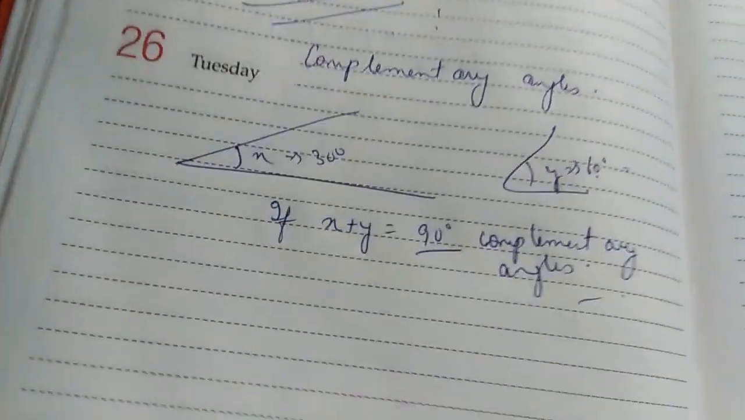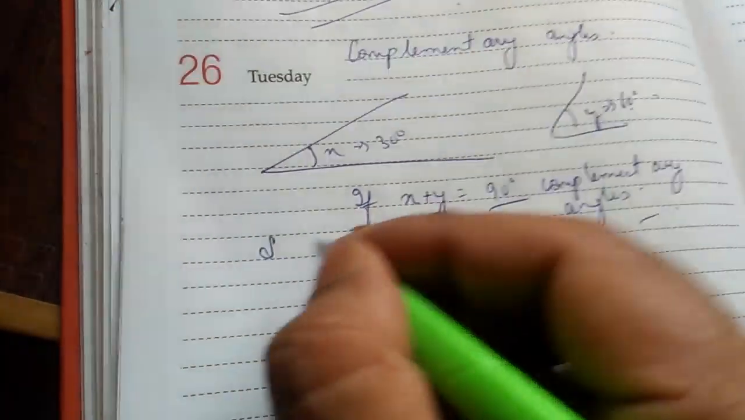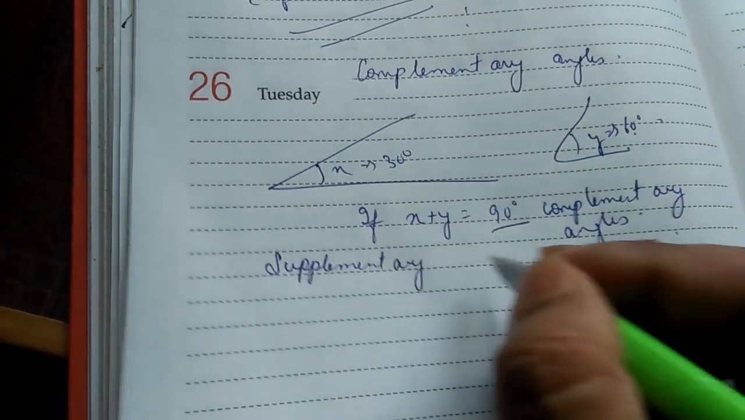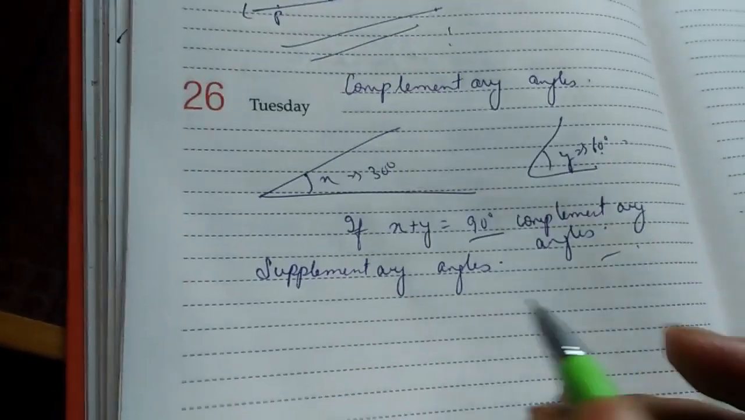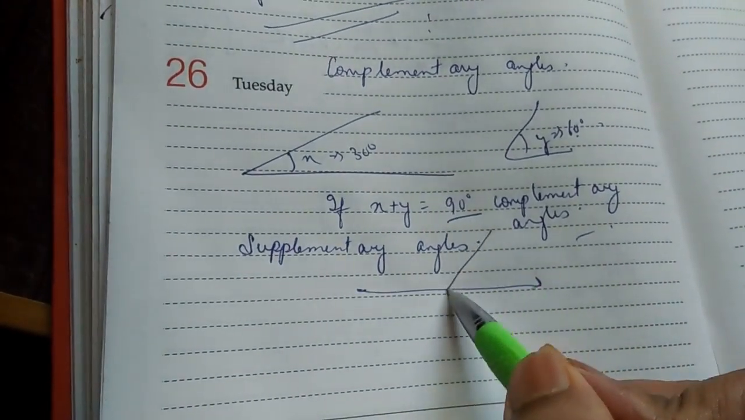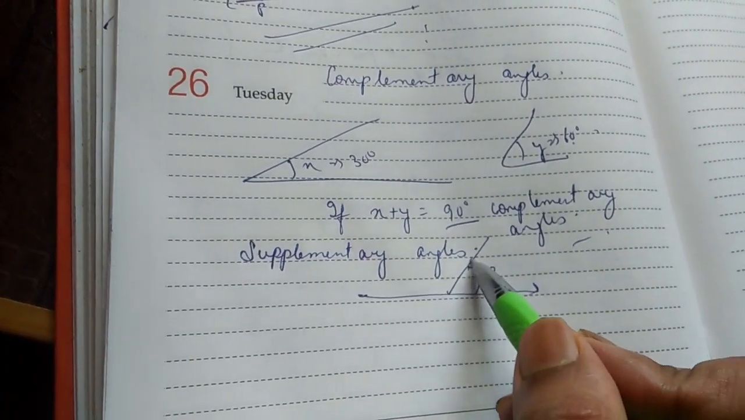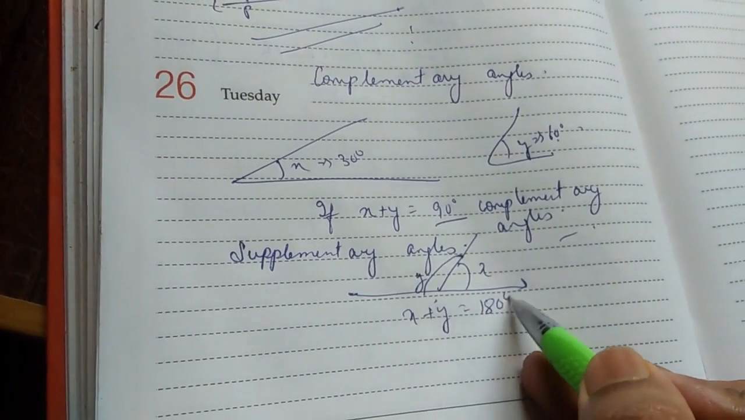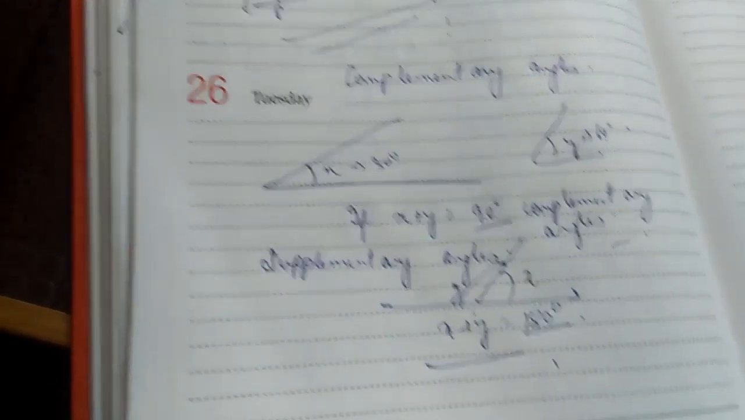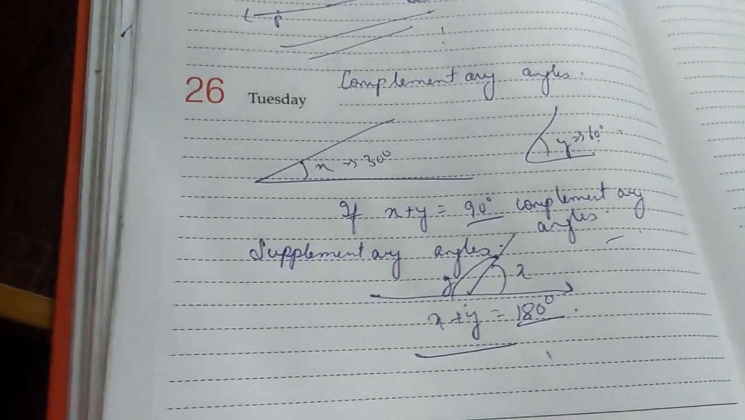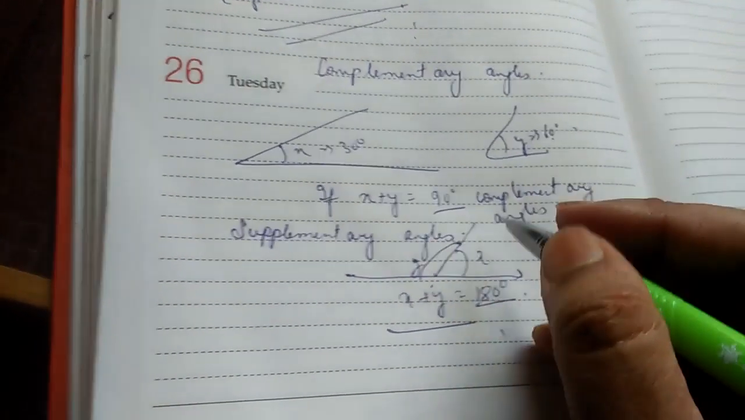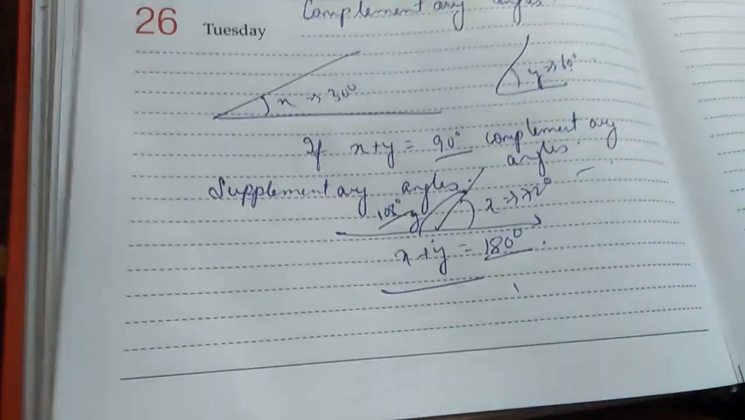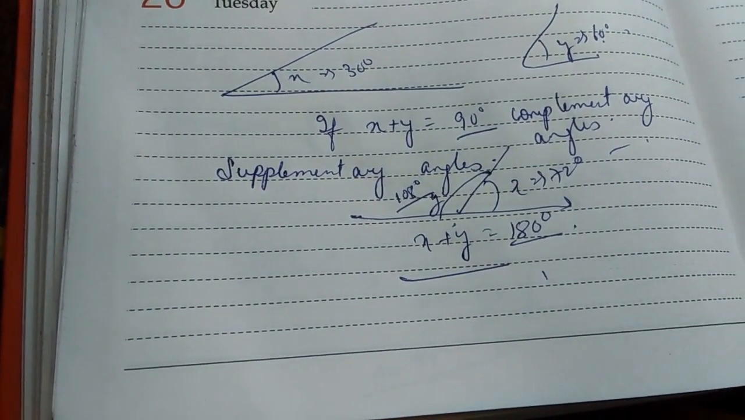So similarly, supplementary angles. Okay. Let's take a line. This is X, this is Y. So if X plus Y is equal to 180 degree, these are called supplementary angles. Alright. As simple as that. X is equal to 72 degree, Y is equal to 108 degree. Alright, simple enough.